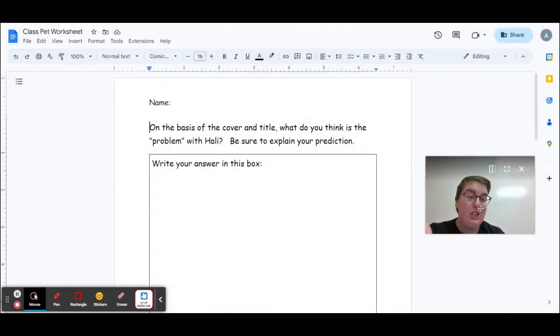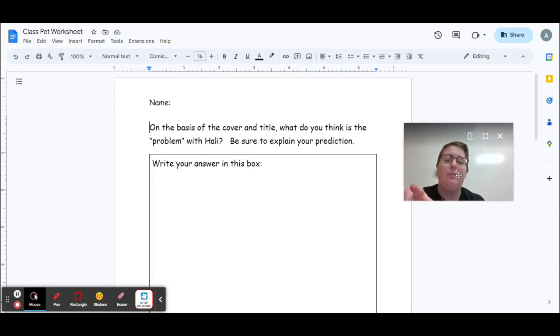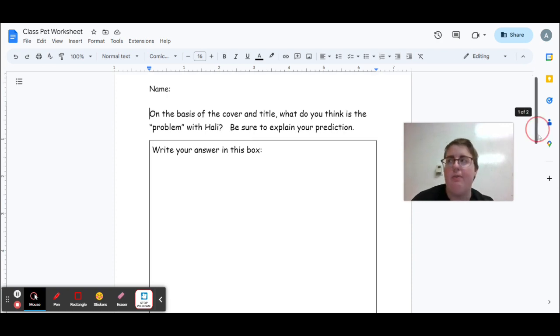Okay, here's the worksheet. So we have it in Comic Sans. The reason I chose Comic Sans is because it tends to be a very accessible font. So I chose to make it Comic Sans and make it pretty big, so it was easier for people to read.